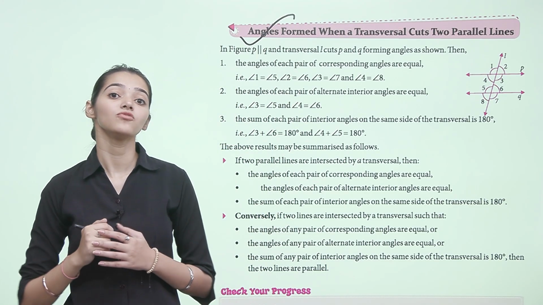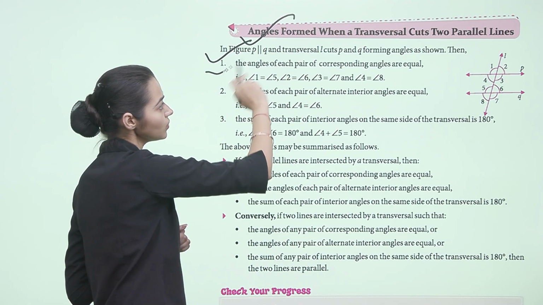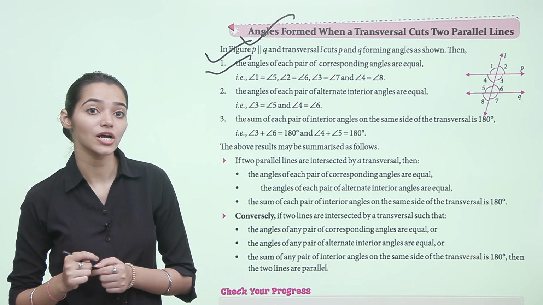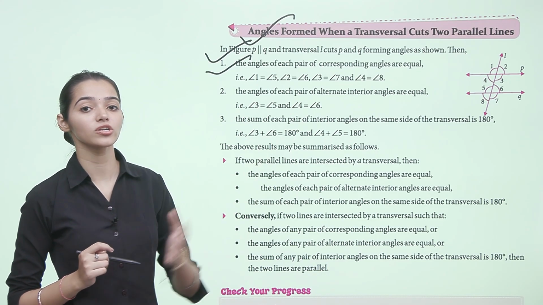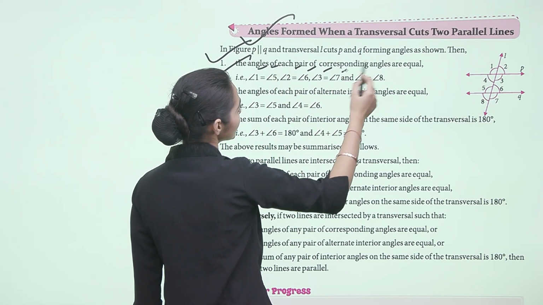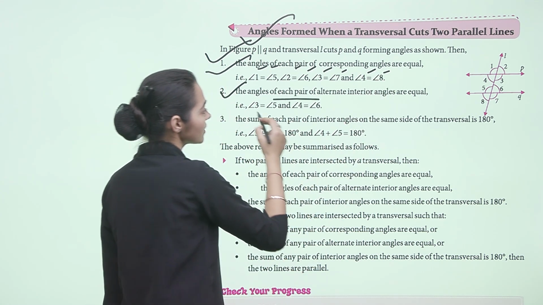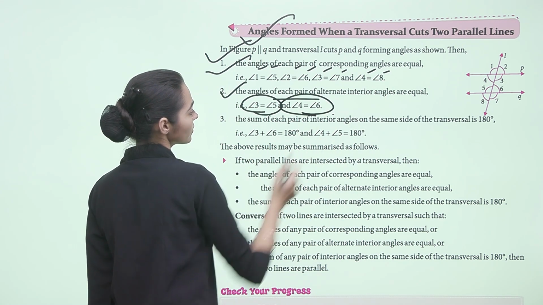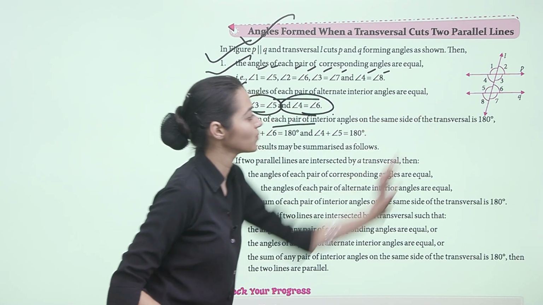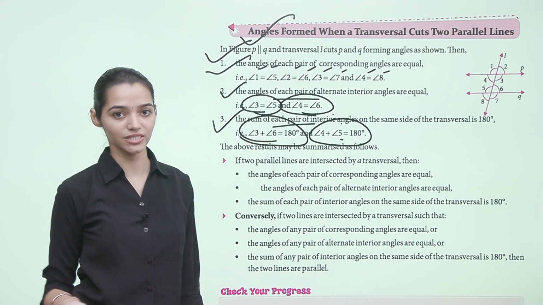Now next is our angle formed when a transversal cuts two parallel lines. Now in this figure, P parallel to Q, therefore transversal L cuts P and Q forming angles as shown. Then the angle of each pair of corresponding angles are equal. That means angle 1, angle 5, angle 2, angle 6, angle 3, 7 and 4 and 8 are equal. The pair of alternate interior angles are equal, then angle 3 equals 5 and angle 4 equals 6. The sum of each pair of interior angles on the same side is 180, then angle 3 plus 6 is 180 and angle 4 plus 5 is also 180 degree.